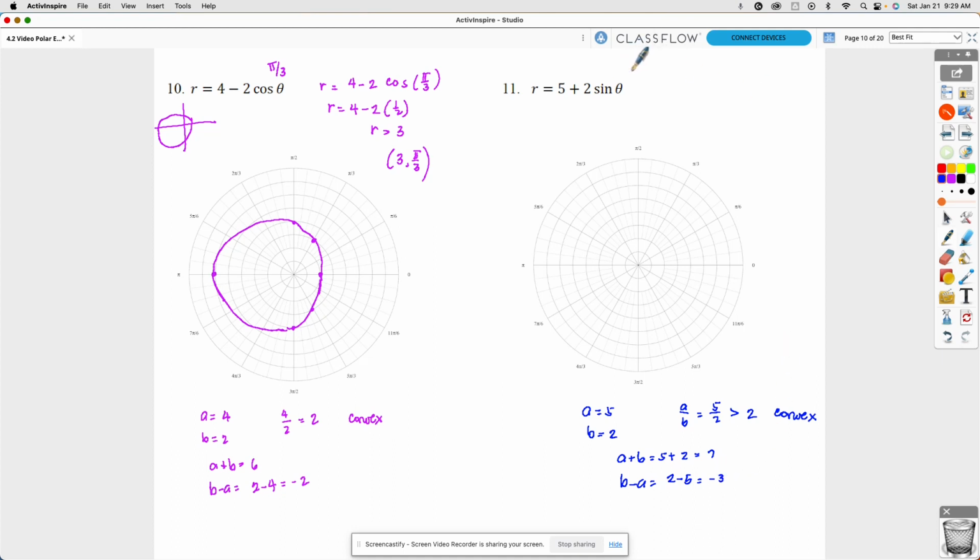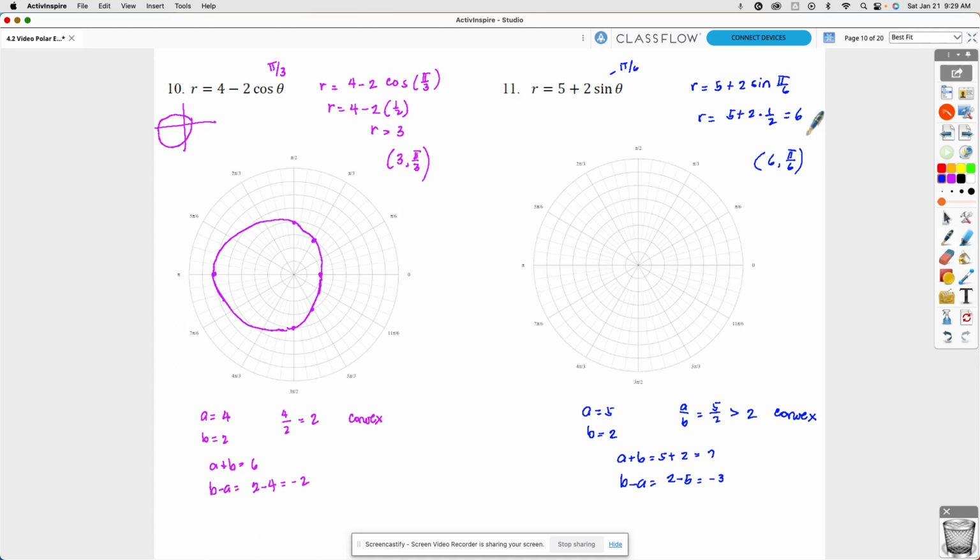And then since this is sine, we'll use pi over 6. So we have r equals 5 plus 2 sine pi over 6. Sine pi over 6 is 1/2, so 5 plus 1 is equal to 6. So we have the point 6, pi over 6.